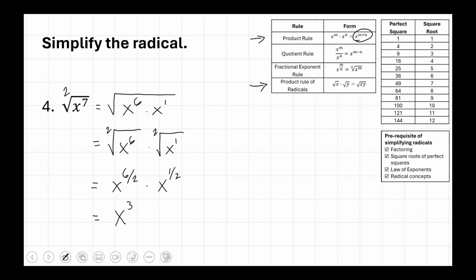But for the 1/2, since we cannot simplify the 1/2 anymore, we will write it again in radical form, which is x raised to 1 with the index of 2, or x cubed times the square root of x. And that's your simplified form.